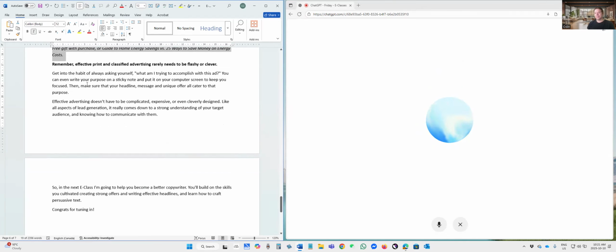Remember, effective print and classified advertising rarely needs to be flashy or clever. Get into the habit of always asking yourself, what am I trying to accomplish with this ad? You can even write your goal on a sticky note and put it on your computer screen to keep you focused. Then make sure that your headline, message, and unique offer all cater to that purpose. Effective advertising doesn't have to be complicated, expensive, or even cleverly designed. Like all aspects of lead generation, it really comes down to a strong understanding of your target audience and knowing how to communicate with them.